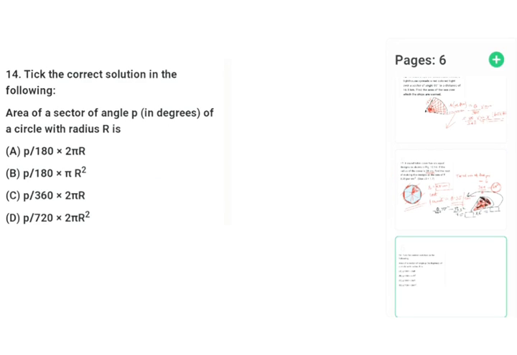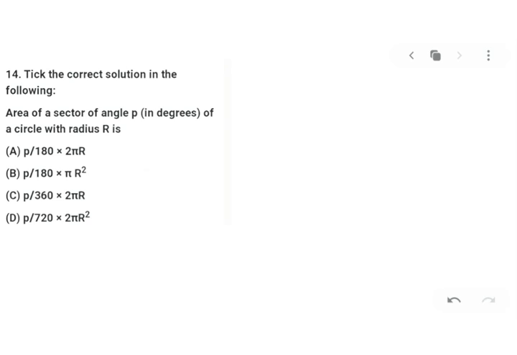Let's take one more. In that you have to tick the correct solution. Area of sector of angle P in degree. So angle is given, P degrees, of a circle with radius R. Radius is given, R.